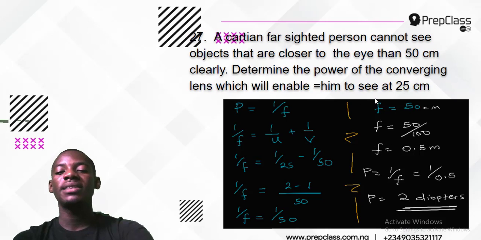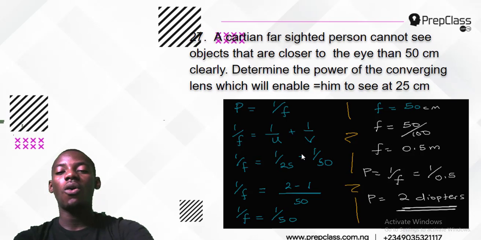Now the object is at 25 centimeters, while the image is at 50 centimeters. So therefore I'll plug it in. 1 over focal length, I'm finding focal length first. 1 over focal length is therefore 1 over 25 minus, why minus?